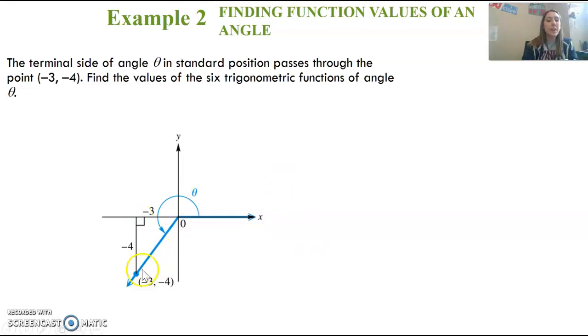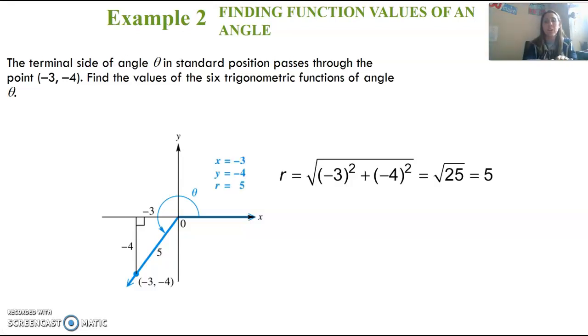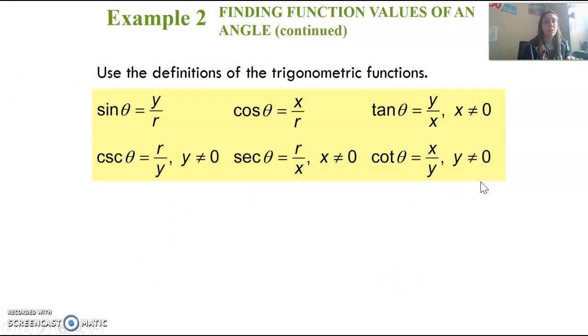So we need to find r again, because if we want to find all 6 trig functions, we need to be able to find that. So we are going to say r is equal to the square root of (-3) squared plus (-4) squared, which ends up being 9 plus 16, which is 25, and the square root of 25 is 5. So our r is 5.